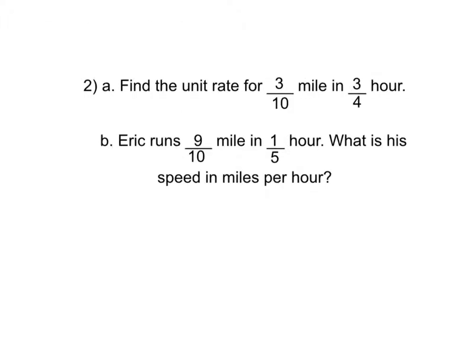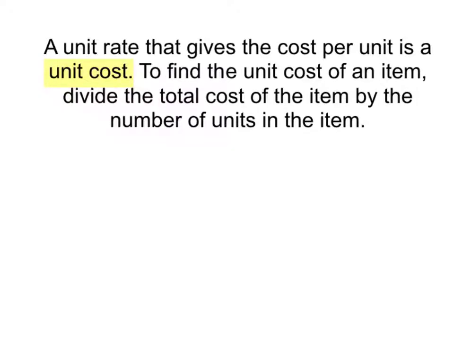Pause the video and try these two in your notebook. Remember to write down the original problem and show all your work. A unit rate that gives the cost per unit is a unit cost. To find the unit cost of an item, divide the total cost of the item by the number of units in the item.